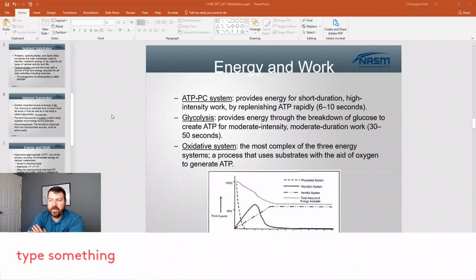And the last one is going to be your oxidative system. Okay, so this is the most complex. It has three main systems within itself. A process which uses the substrates and, with the aid of oxygen, generates the ATP.